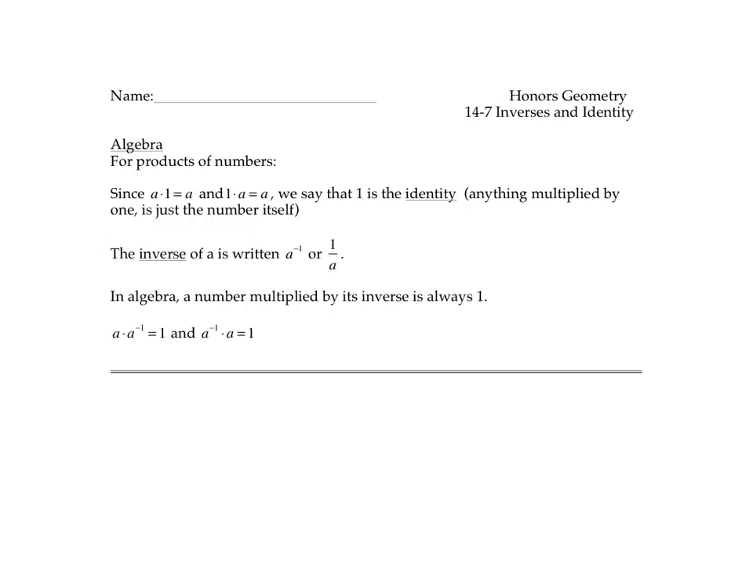Now, for multiplication, we say the inverse of a is a to the negative 1, or 1 over a. This is because a number multiplied by its inverse is always 1. So we call that the multiplicative inverse. So if I ask you to find the inverse of, say, 3, for right now we're talking about the multiplicative inverse, so you would say that it is 3 to the negative 1, or 1/3.